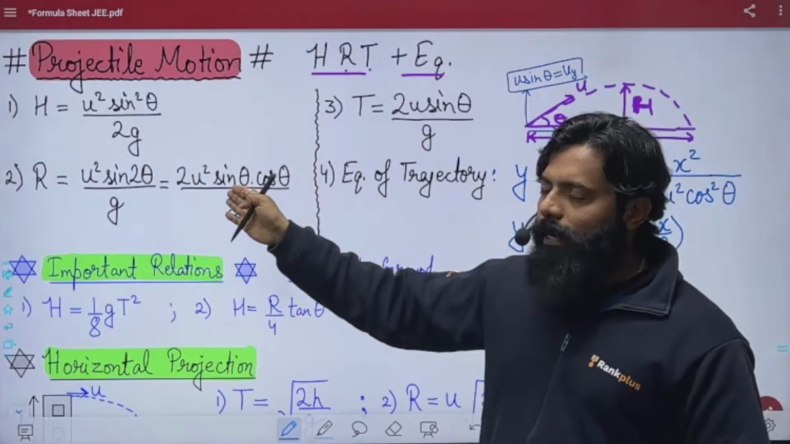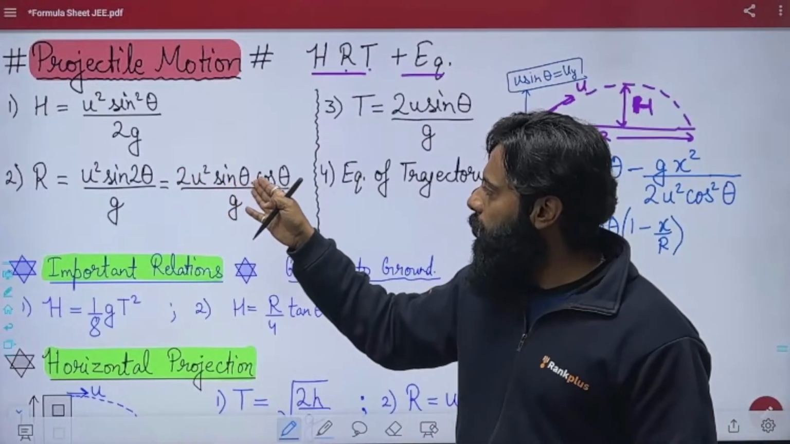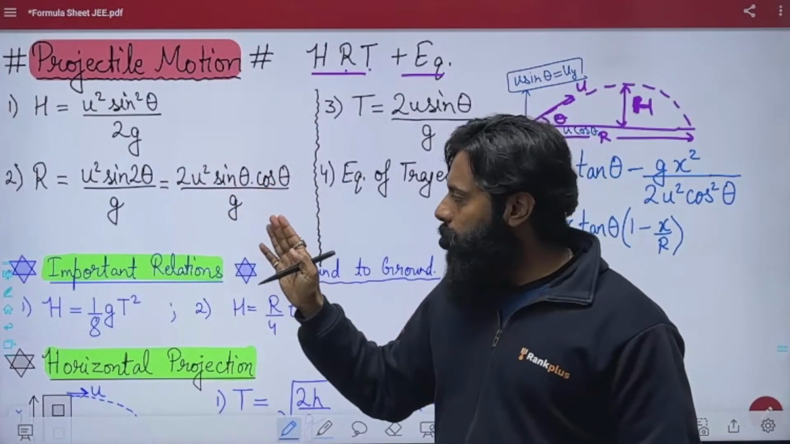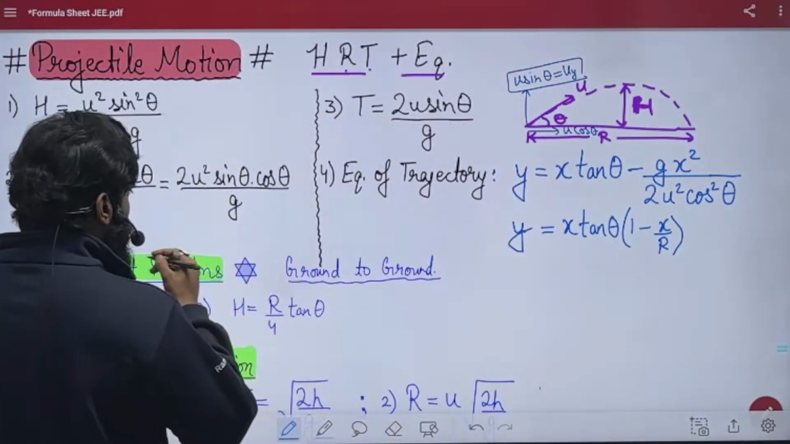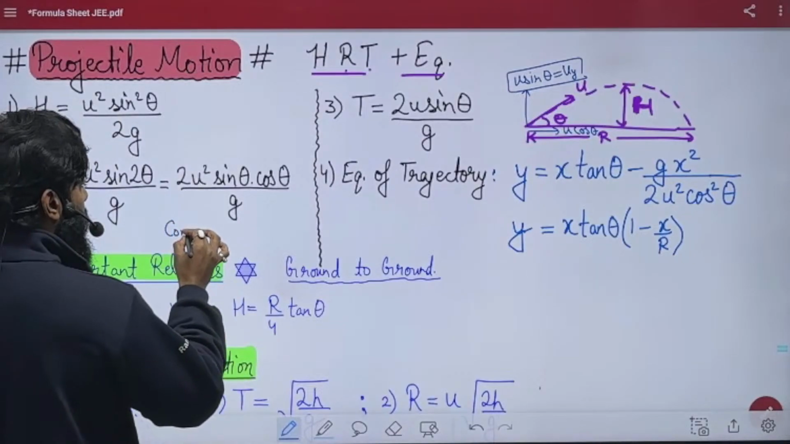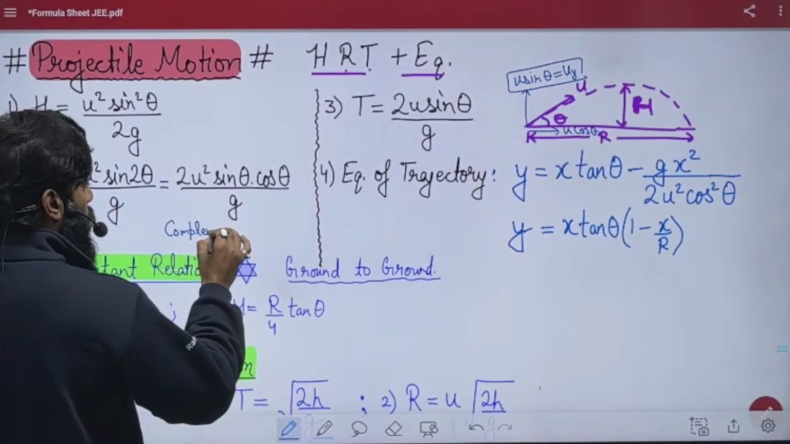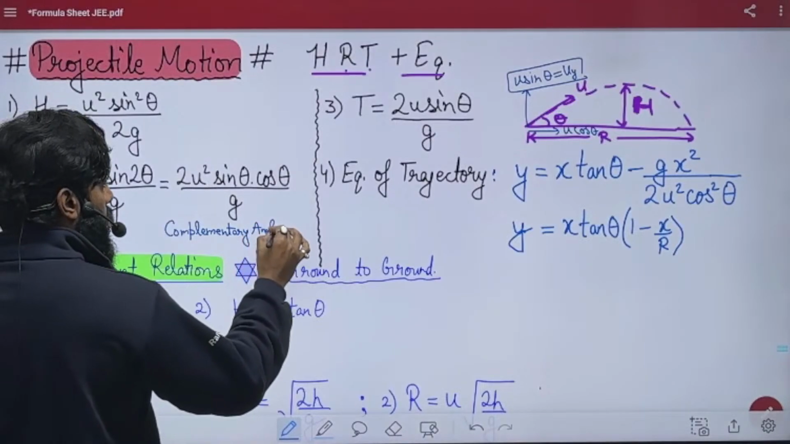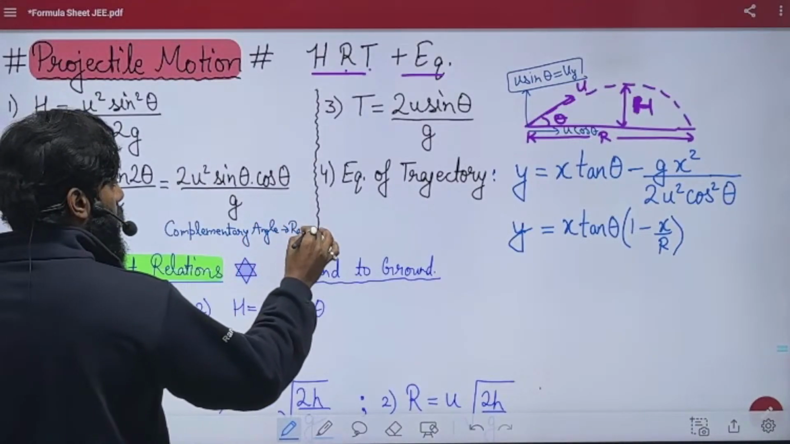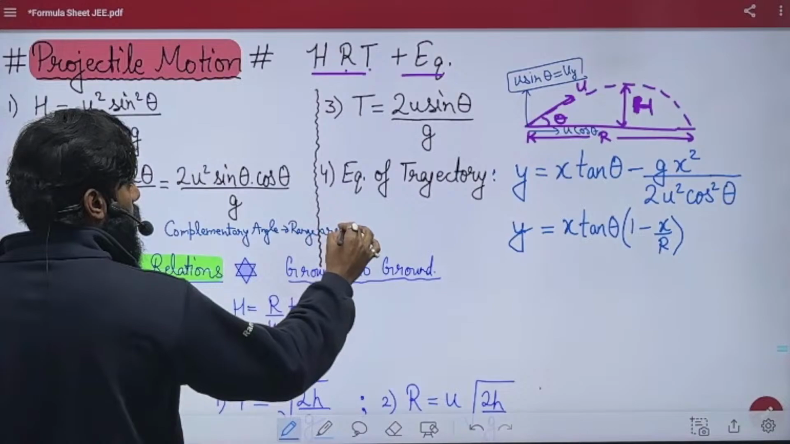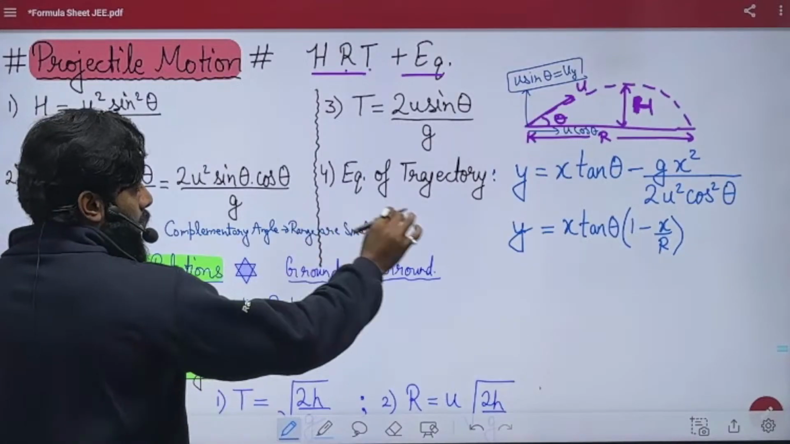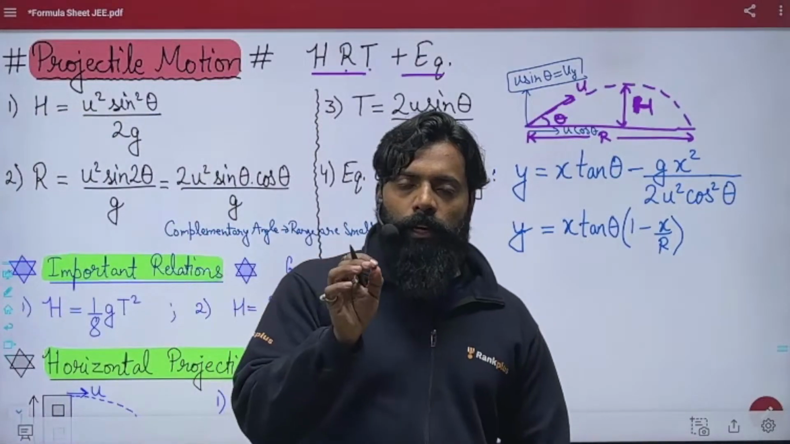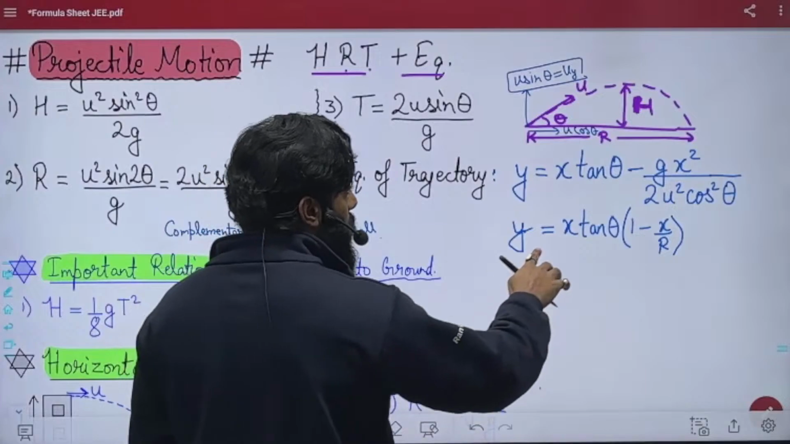For range, we have 2u square sin theta cos theta divided by g. Here you must remember that for complementary angles, the range is the same. The equation of trajectory is y equals x tan theta times 1 minus x by R.